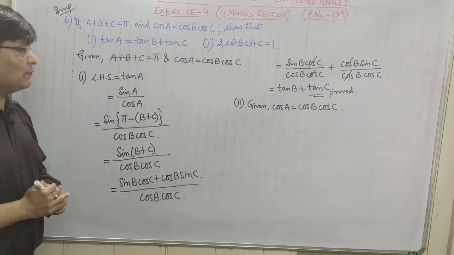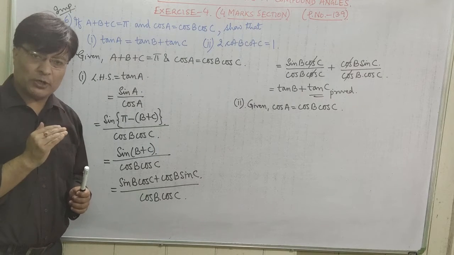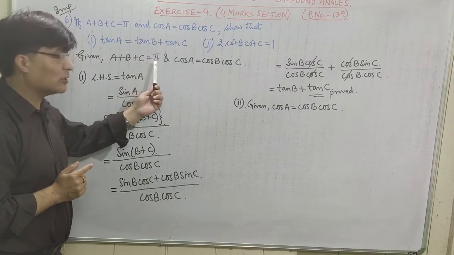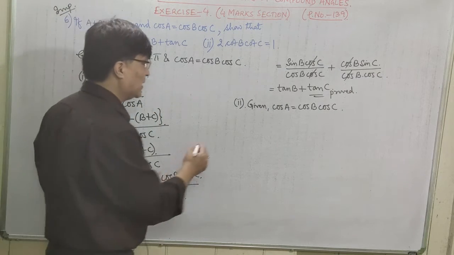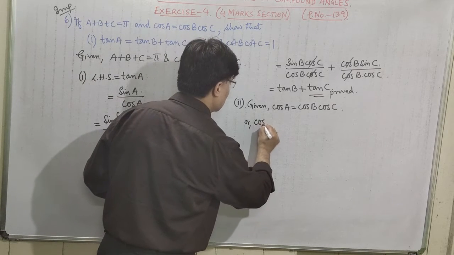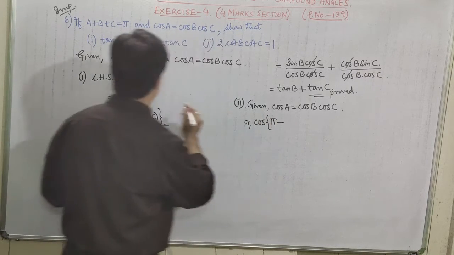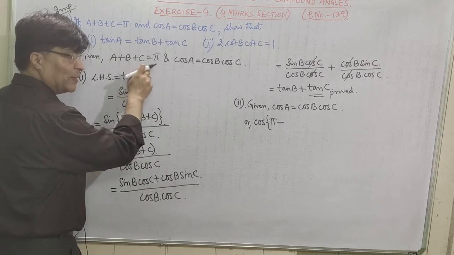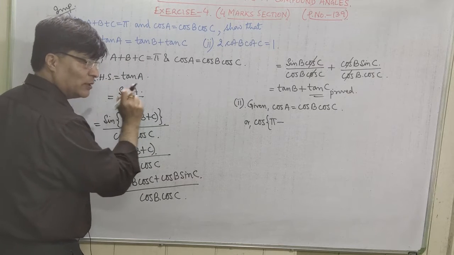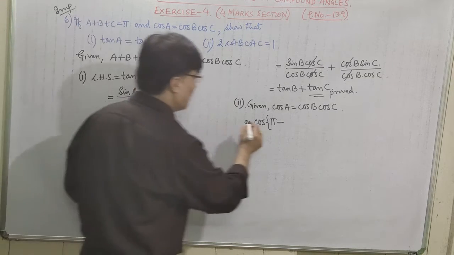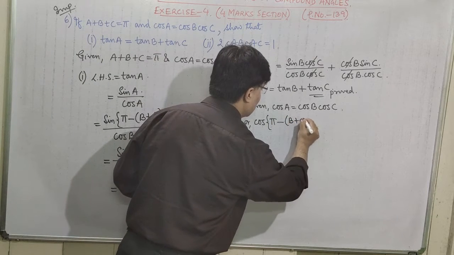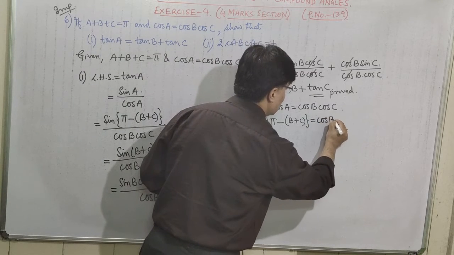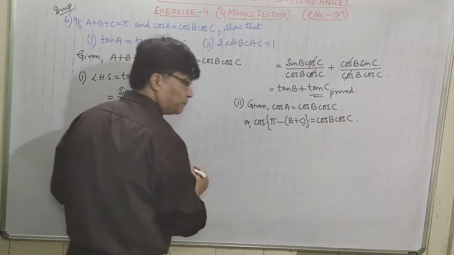Now on the left hand side there is cos A. You can put the value of this angle A from the given. So A is equal to pi minus (B plus C), so this is cos within the bracket. What is the value of A from here? It is pi minus B minus C, isn't it? And from minus B minus C you can take minus common, so minus within bracket (B plus C). So it is pi minus within bracket (B plus C) is equal to, the right hand side is kept as it is, cos B cos C.